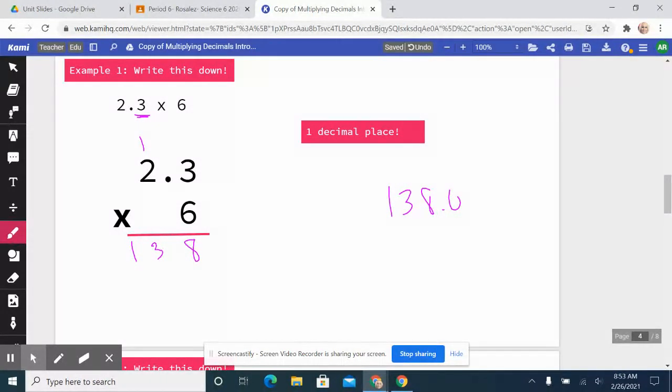But when you're multiplying decimals, that place value needs to be accounted for. So that one place value needs to account for where you move the decimal at the end. So right now the decimal sits here and I need to move it over 1 to the left, right? So my decimal would go right there. So your final answer would be 13.8.